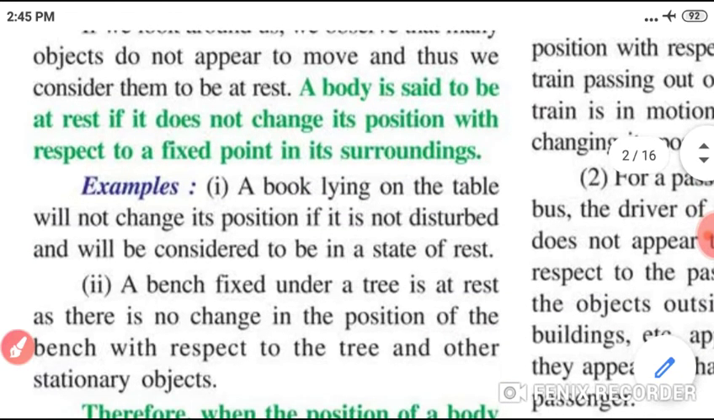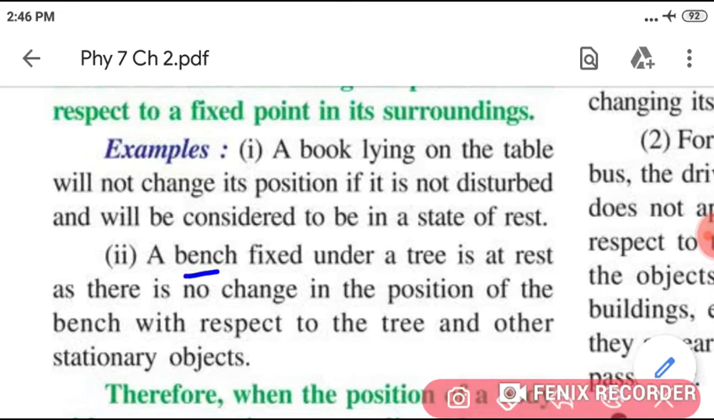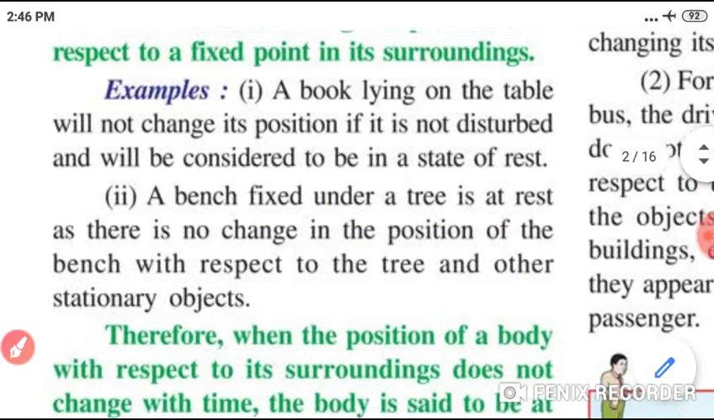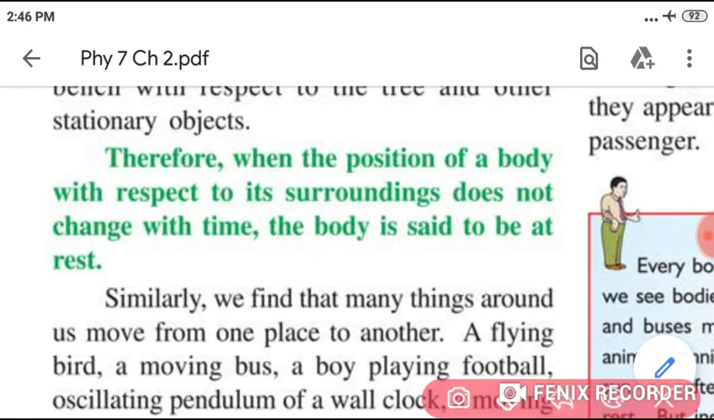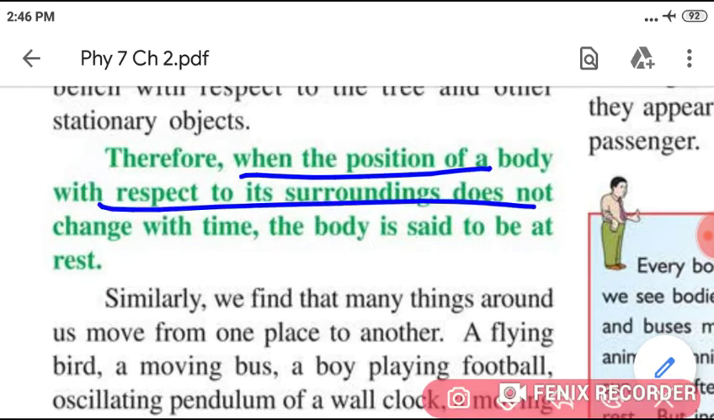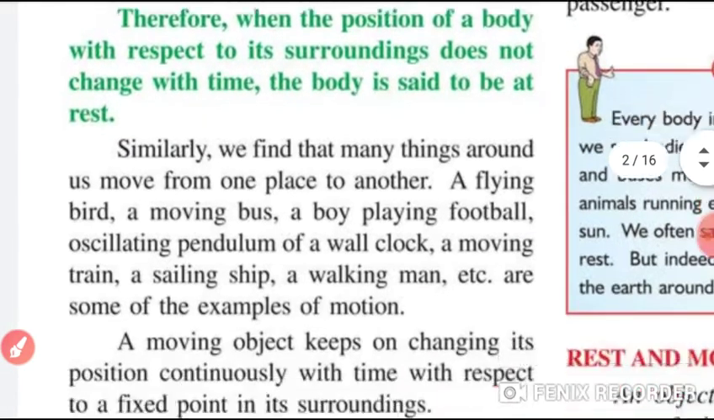Like if a ball is lying on the table, it will not change its position until it is disturbed. Okay, a bench fixed under a tree is at rest as there is no change in the position of the bench with respect to what? Water, tree and other stationary objects. Therefore, we can say that when the position of a body with respect to its surroundings does not change with time, the body is said to be at rest. So, students, underline this point. Okay, underline this definition.